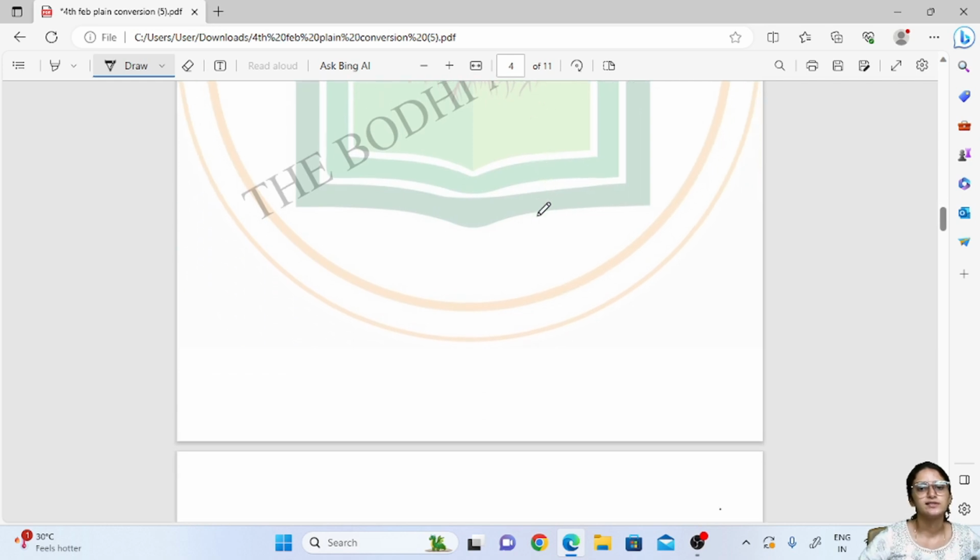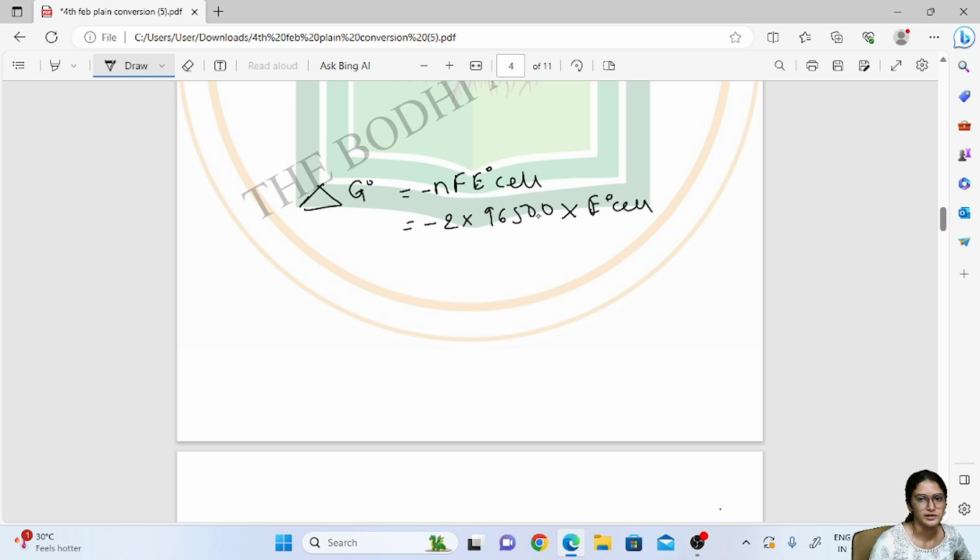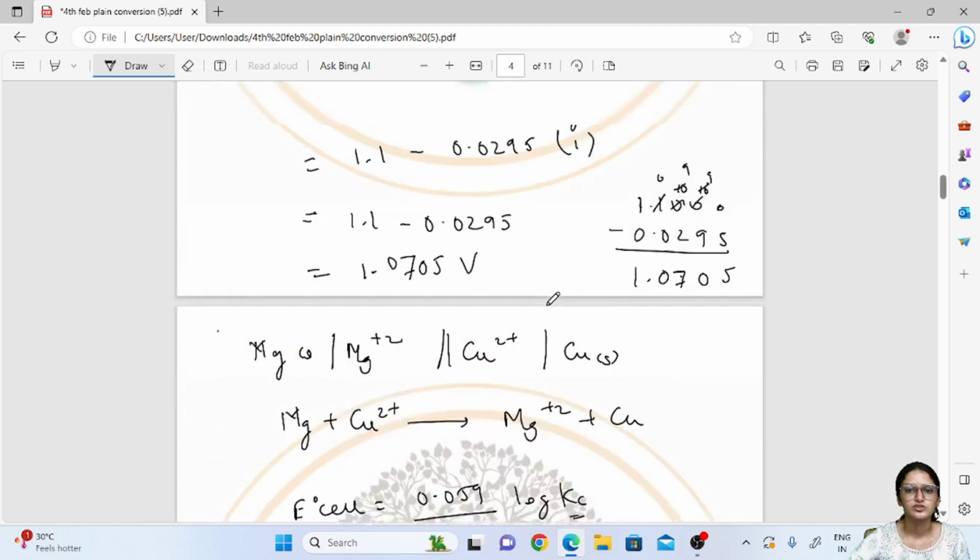The next formula is for the Gibbs energy, that is delta G naught. How to find this? Here we use the formula delta G naught is equal to minus nF E naught of cell. This is very simple. n is the number of electrons being transferred, suppose there are 2 electrons, then F is 1 Faraday, the value is 96500, into E naught of cell, which will be given or which we have to calculate from the formula. So this is the formula for delta G naught of the cell, which is the Gibbs energy. These three are the important formulas from this chapter.